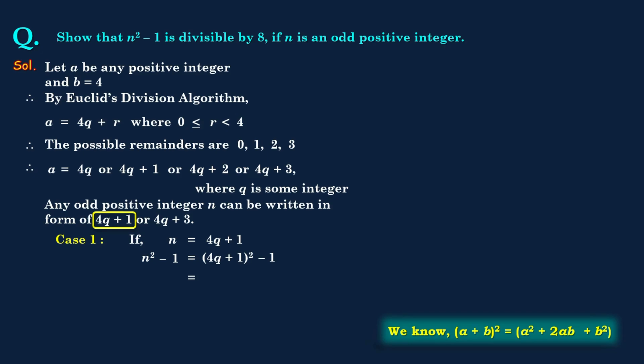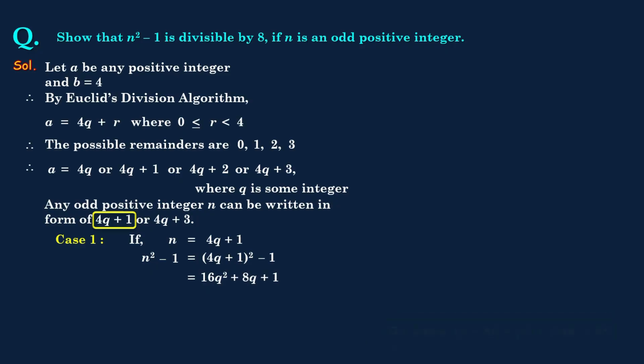Now apply the (a plus b) whole square formula over here. So that is 4q whole square, that is 16q square, plus 2 into 4q into 1, that is 8q, plus 1 square, that is 1, minus 1. So it is coming 16q square plus 8q.